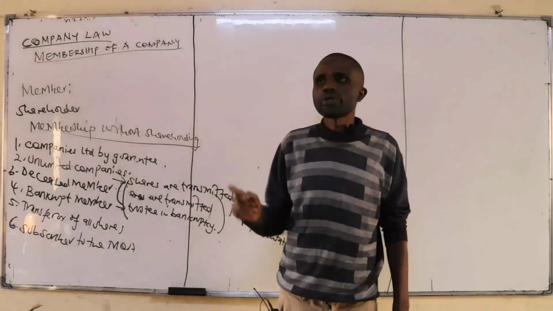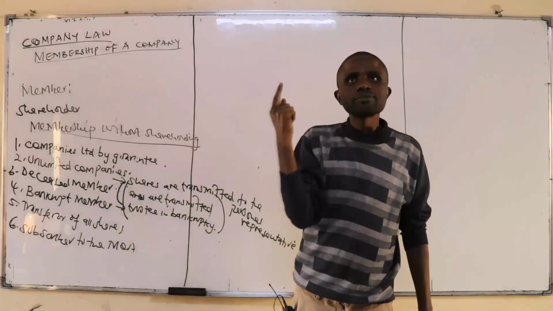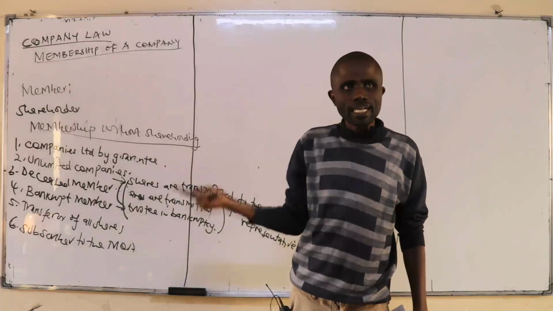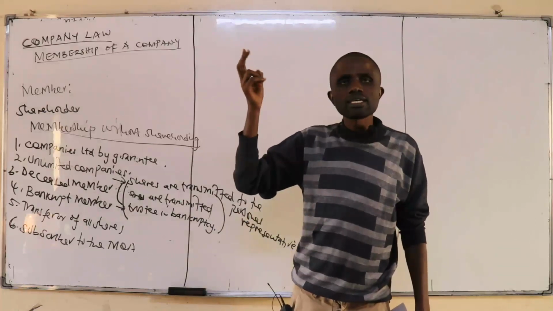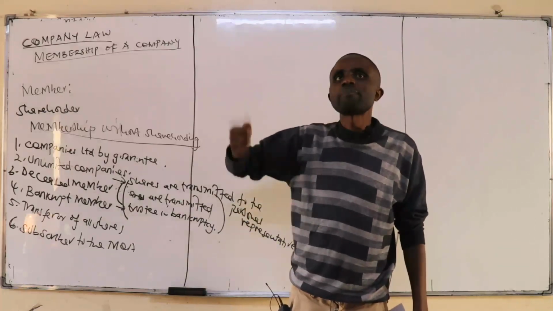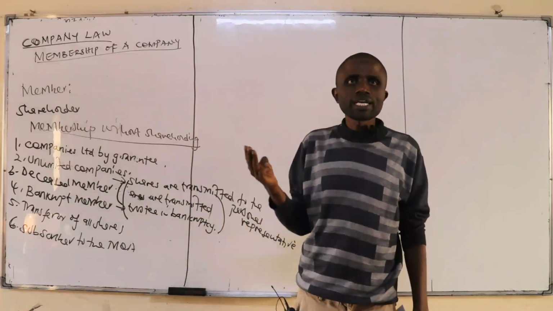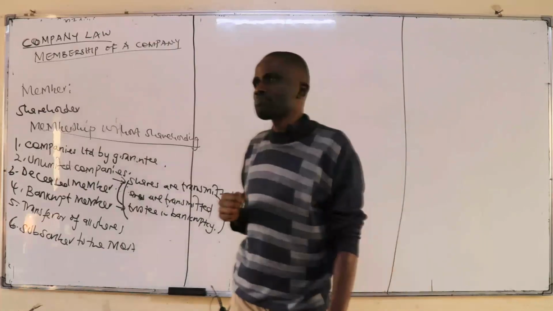No, no, no, no. Companies limited by guarantee. One, we said its certificate of incorporation indicates it's limited by guarantee. The member's liability is to the extent of the amount they've guaranteed the company. And the third one is it does not have a share capital.